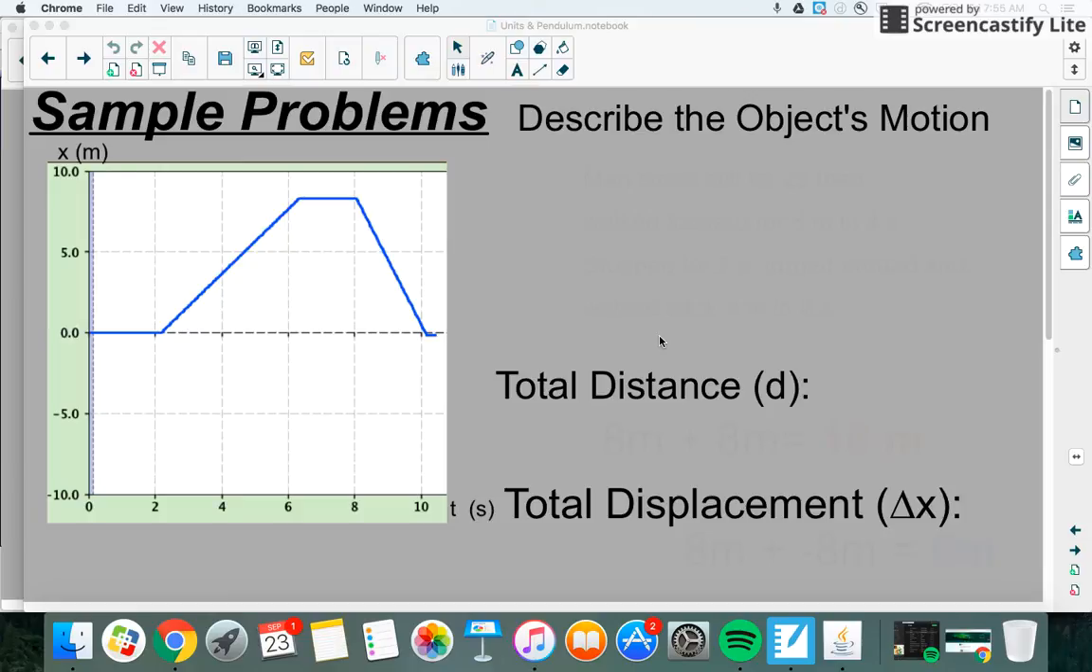Just wanted to go through some practice on how to read a position versus time graph. So go ahead and put this graph into your notes. It doesn't have to be super detailed, just get what you can. I tried to make it so that you can see it stays at 0 till about 2 seconds. Then the line goes up, and I tried to make that about 8 meters, and you can see that happens at around 6 seconds. The line stays flat at 8 meters until about 8 seconds, and then the line goes down a little steeper until 10 seconds.